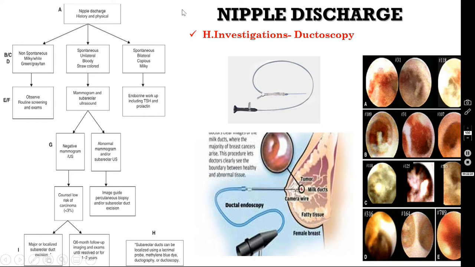Another investigation is the ductoscopy, which I was talking about. This is a very small scope like a needle. You put this inside, and through this viewer you see inside. You have to cannulate the opening of the lactiferous duct in the nipple with this very thin ductoscope, go in, and then visualize through this lens. So these are the various views you can see inside the ducts.